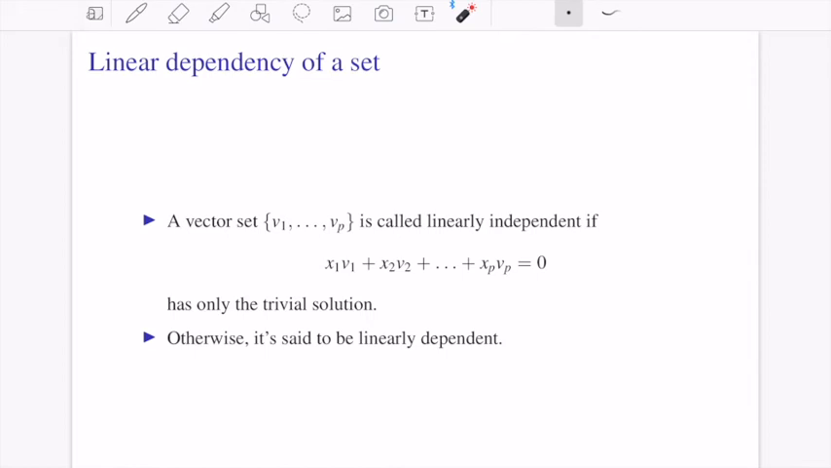In this slide, we are going to introduce linear dependency of a set of vectors. So first of all, you're given a set of vectors, v1, v2, all the way up to vp. And we call this set linearly independent if the following homogeneous vector equation, x1 v1 plus all the way up to xp vp equals 0, has only one solution, which is the trivial solution.